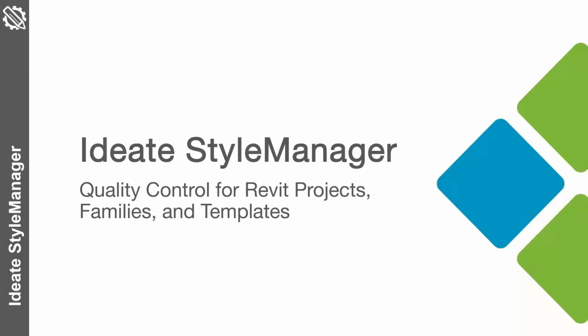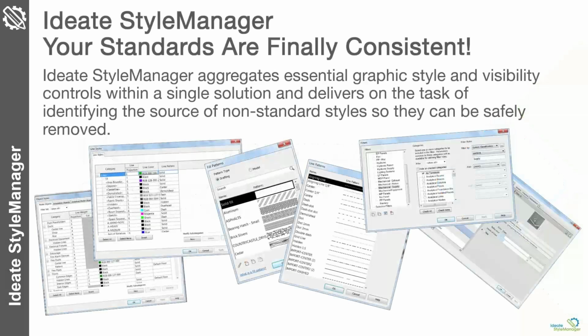And then finally, there is Ideate Style Manager. Style Manager allows you to keep quality control for your Revit projects, families, as well as templates. And so back in the Revit model, let's say we fixed all of our warnings and we've done everything with Ideate BIM Link and we've done things with Ideate Explorer, but we still have some styles that we can't seem to get rid of, right?